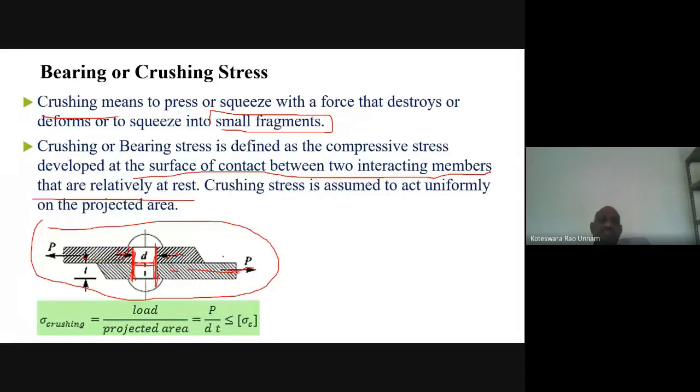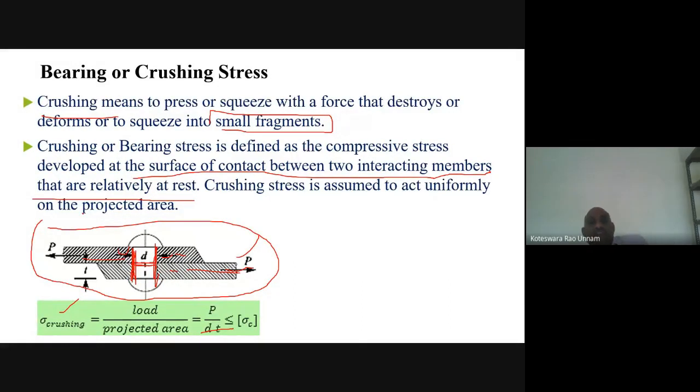In that case, the magnitude of the crushing stress can be calculated by the load, P. Here the applied force P is divided by the crushing area, or the projected area. The projected area is nothing but the surface area of the rivet, where D is the diameter and T is the thickness of the rivet. If that is the case, DT is going to be the projected area.